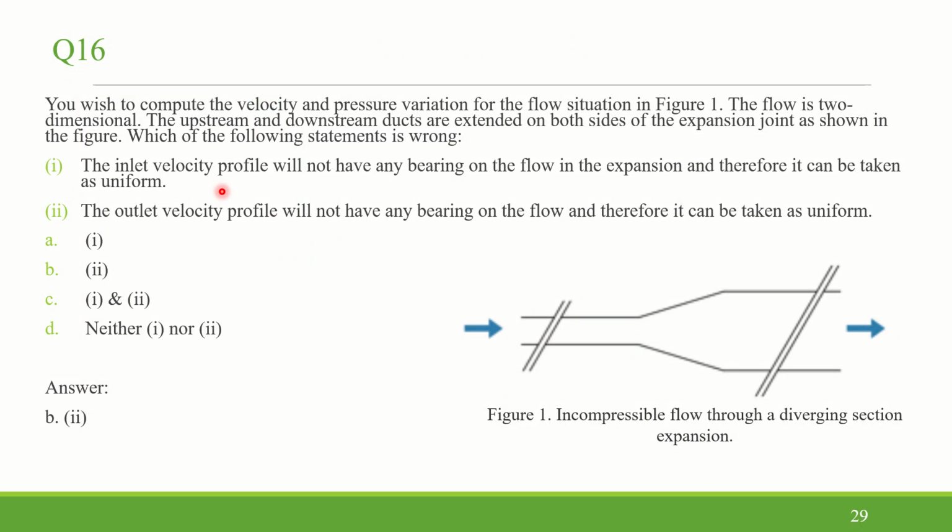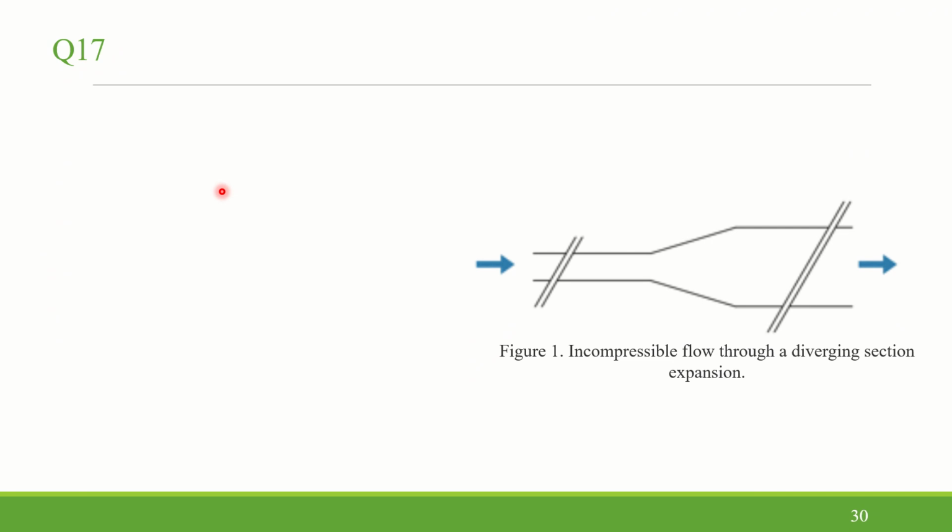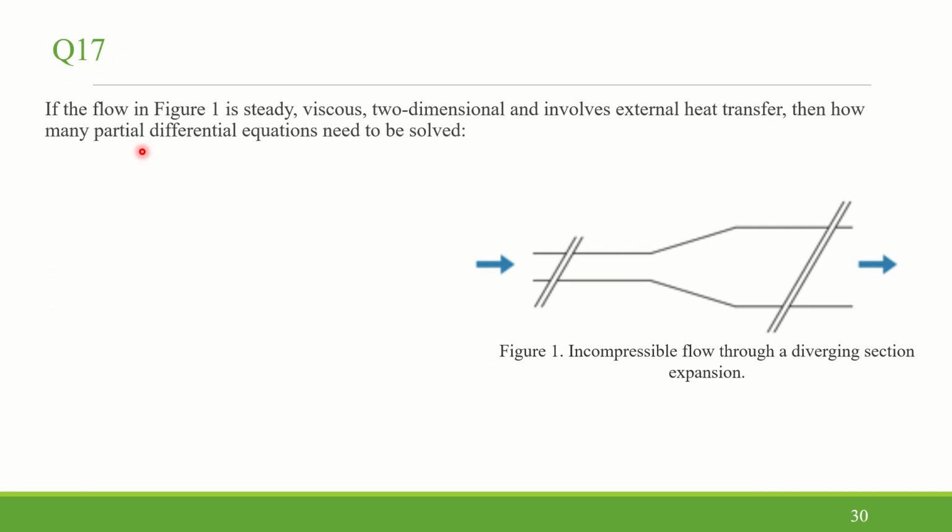Now we will go to question 17. Again in question 17 we are dealing with the diverging section expansion, and the flow is incompressible flow. If the flow in figure 1 is steady, viscous, two-dimensional and involves external heat transfer, how many partial differential equations need to be solved? So what are the things given? The flow is steady, viscous, two-dimensional, and it involves external heat transfer. So how many PDEs do we need to solve?